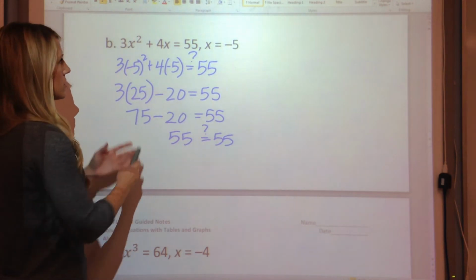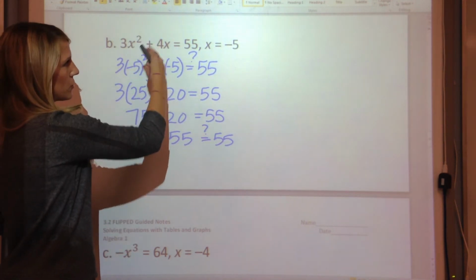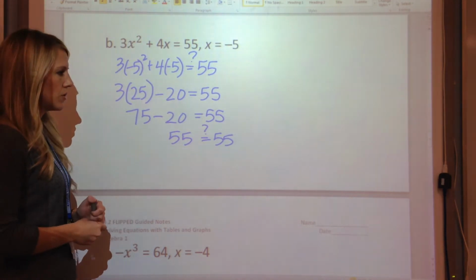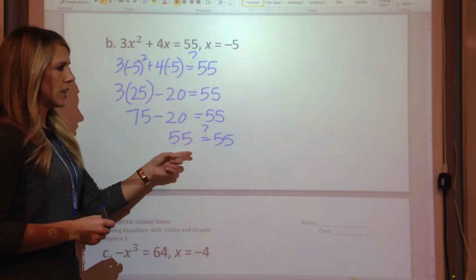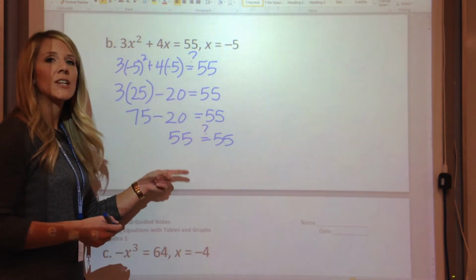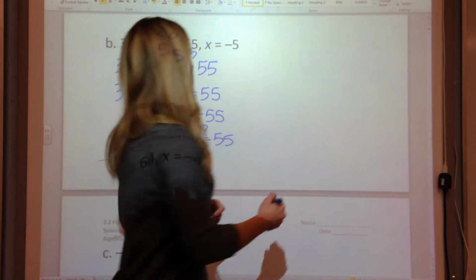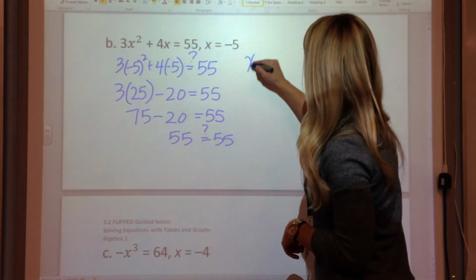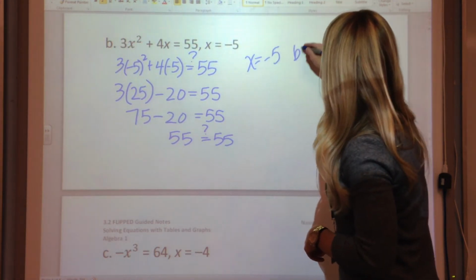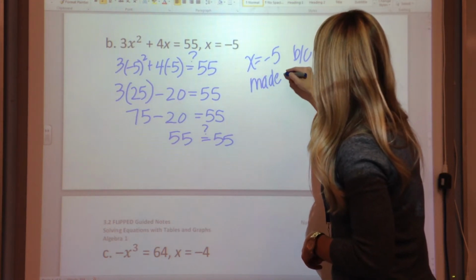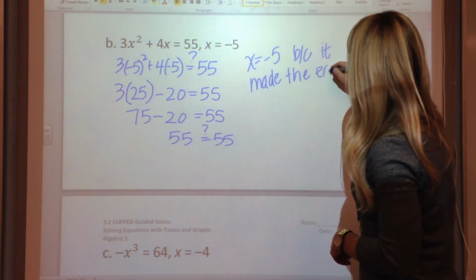So my question that I asked in the beginning, when x is negative 5, does the left side equal 55? Because we said 3 times something squared plus 4 times something must equal 55. So what value of x makes the equation true? So did x equals negative 5 make it a solution? Did it make the equation true? Does left side equal right side? Yes. So therefore, x equals negative 5 is a solution because it made the equation true. Left side equaled right side.